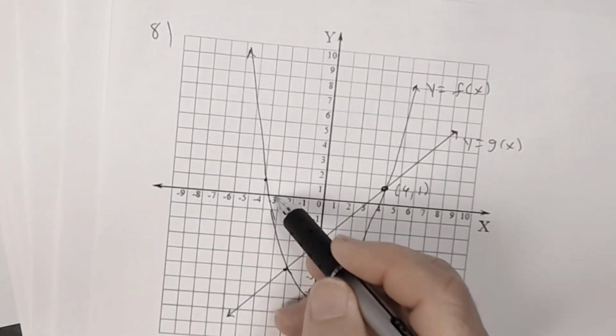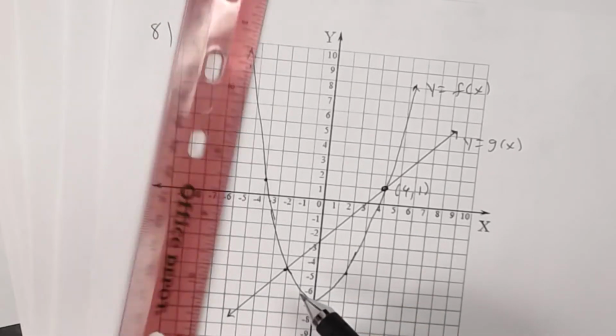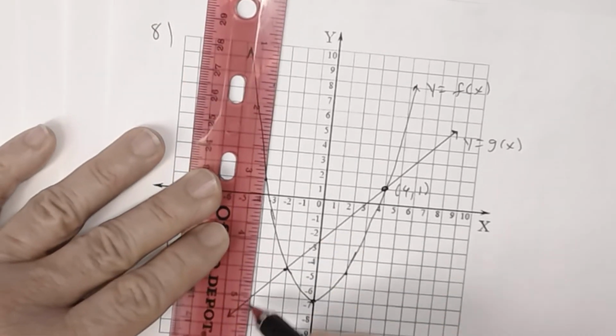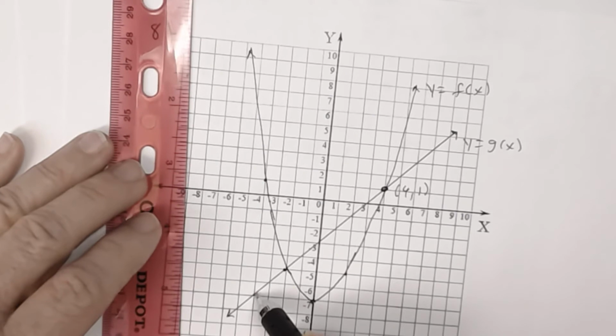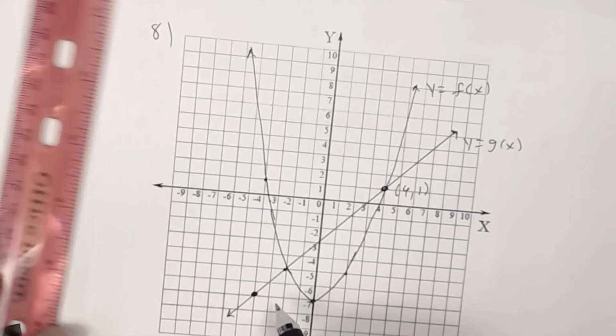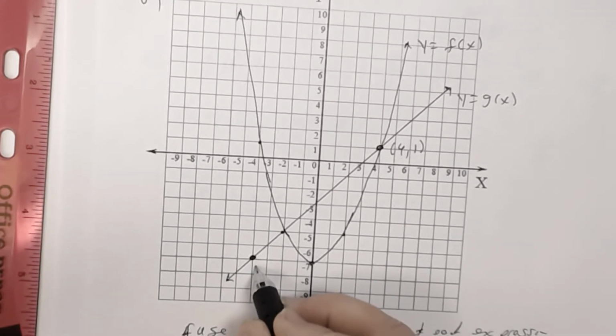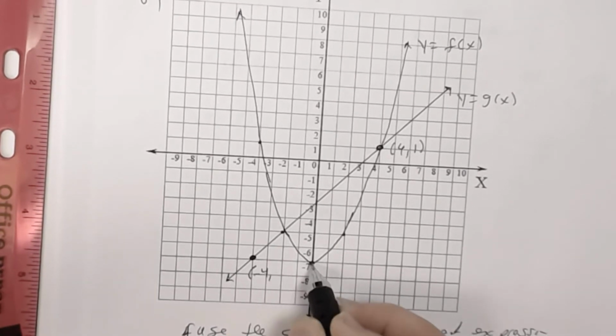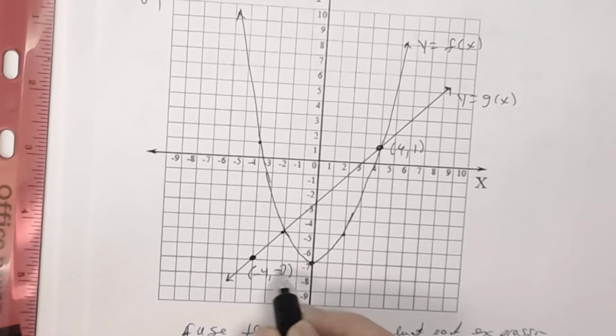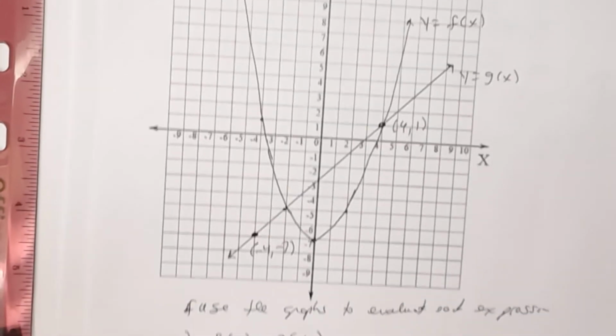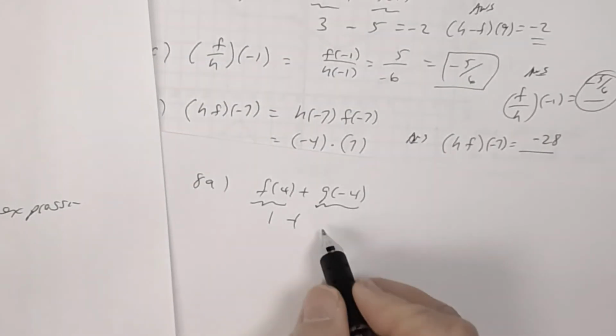Remember, this is f, this is g. So g of negative 4, that's going to be this point right here, right? So you have to find that y value though. So g of negative 4 means what's that y value? If you want to label it, you can. That's negative 4 comma negative 7. So g of negative 4 then is negative 7.